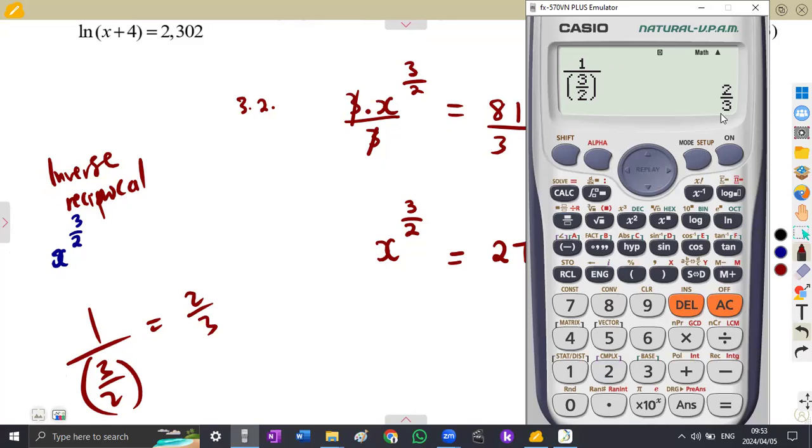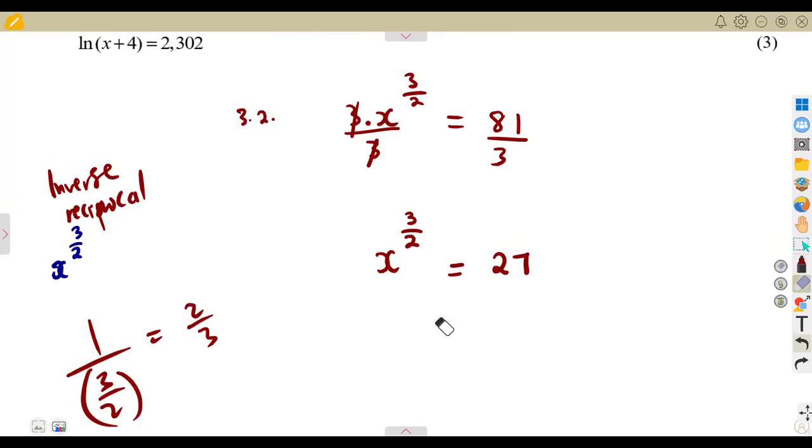That is going to be 2 over 3. So the inverse, when multiplied to its original number, which is 3 over 2, remember I said our inverse is 2 over 3, look what's going to happen. You get a 1. That is the purpose, because we know that x to the exponent of 1 is the same as x. So that is an advantage. That is how you find the inverse.